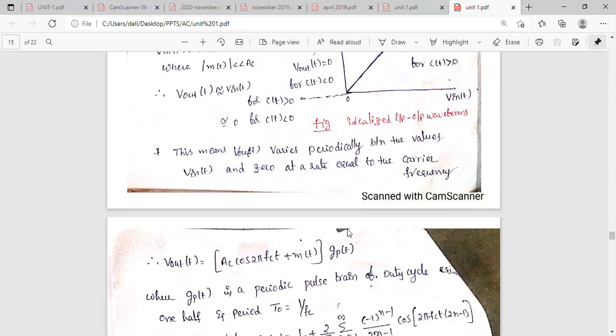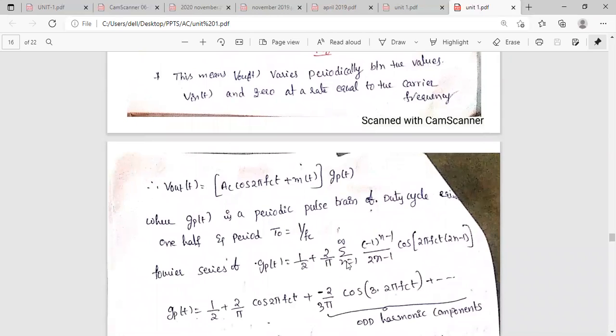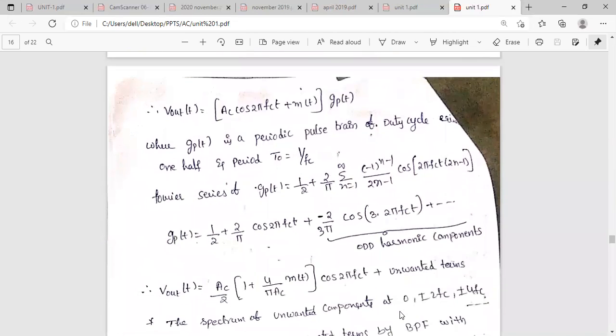So you may write the Fourier series expansion. Here the output is equal to V_in(t) multiplied by the periodic pulse train. Here you have to consider the periodic pulse train with a duty cycle of 1/2 and the period of the carrier frequency. You can write the Fourier series expansion of the periodic pulse train as this. If you substitute, you will get the expression like this.